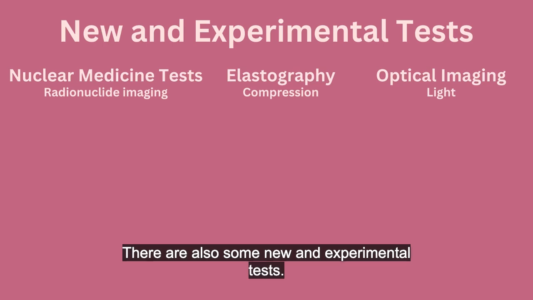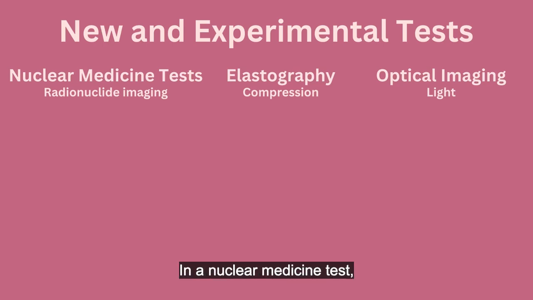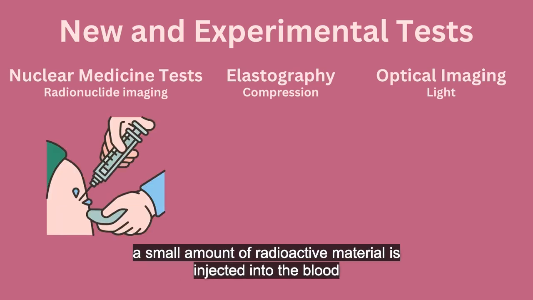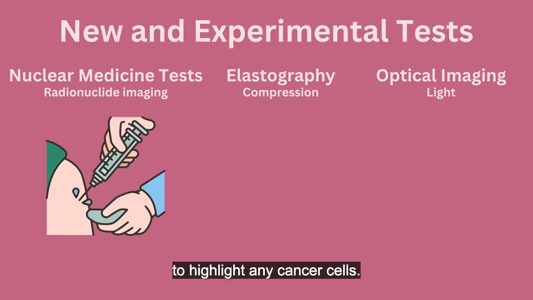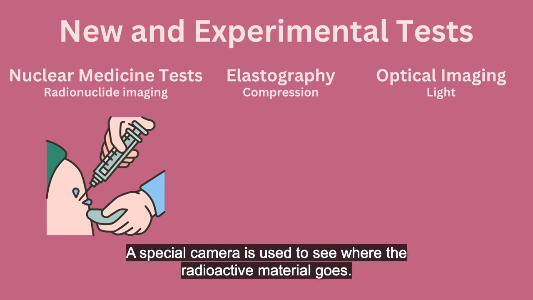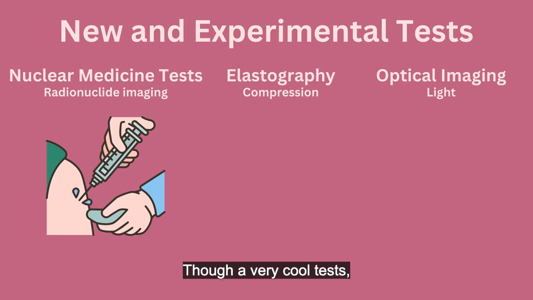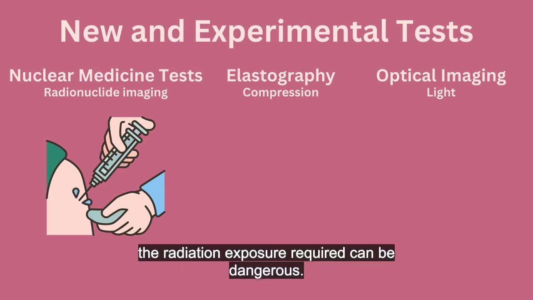There are also some new and experimental tests. In a nuclear medicine test, a small amount of radioactive material is injected into the blood to highlight any cancer cells. A special camera is used to see where the radioactive material goes. Though a very cool test, the radiation exposure required can be dangerous.